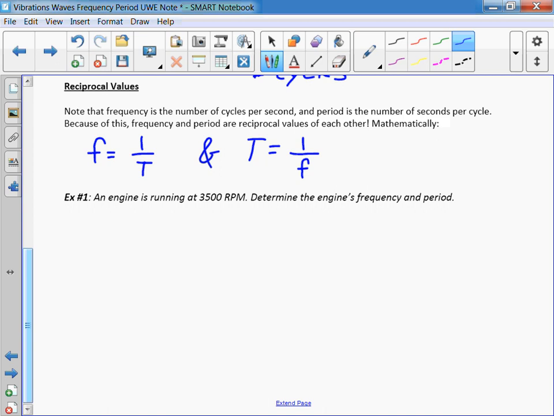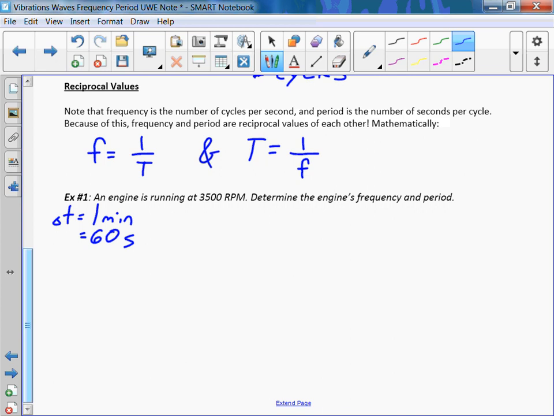So let's do the first example here. An engine is running at 3,500 RPM. Determine the engine's frequency and period. All right, so the time we're going to set for 1 minute, which is equal to 60 seconds.